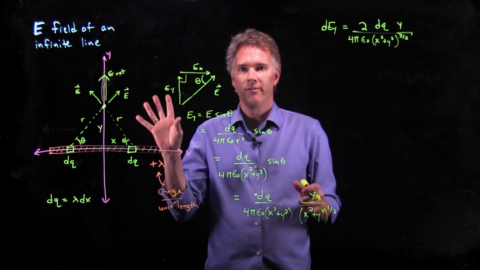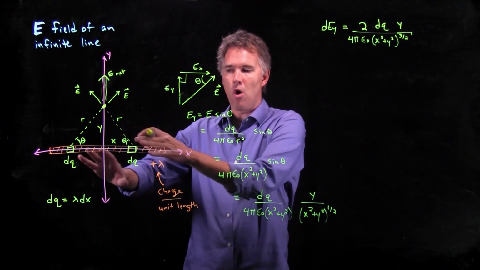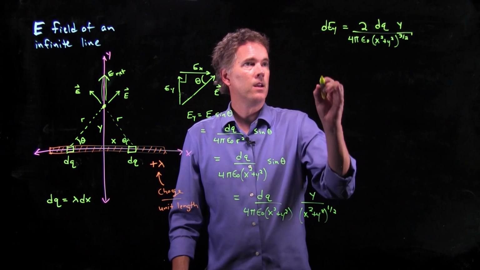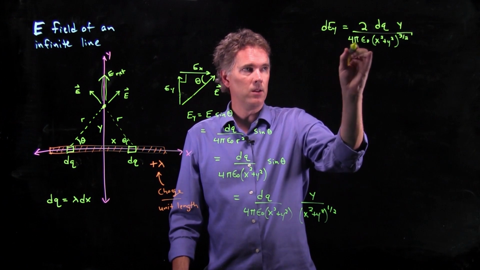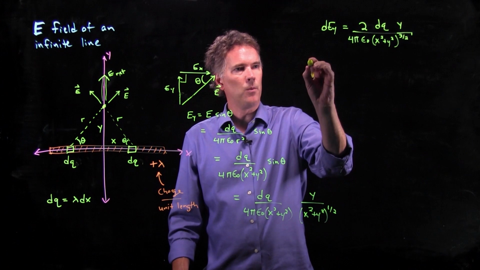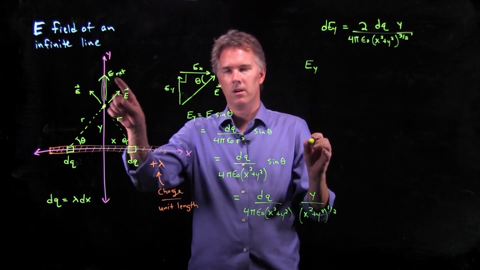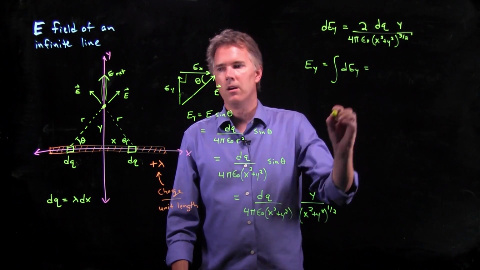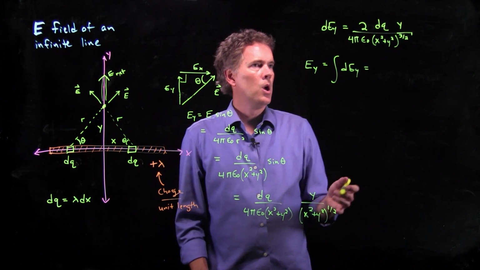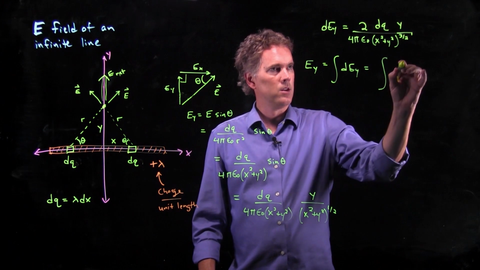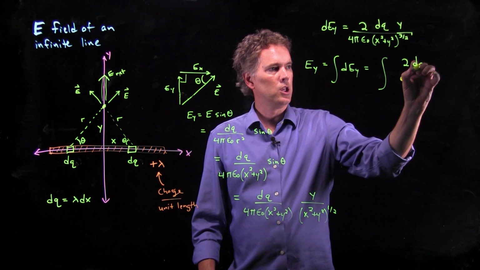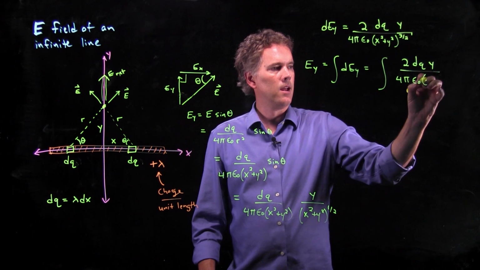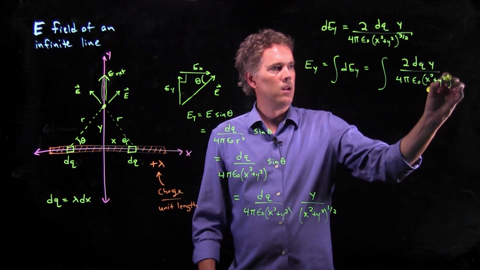Now, how do we find the net electric field from all this stuff, from the complete line? Well, that is pretty tricky. The way you do it is you integrate both sides, right? If I want to find the net electric field up there, I have to integrate dEy over all the contributions here, which means I have to integrate this thing: 2 dq y over 4 pi epsilon naught x squared plus y squared to the 3/2.